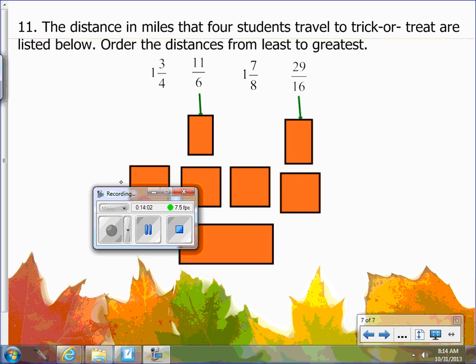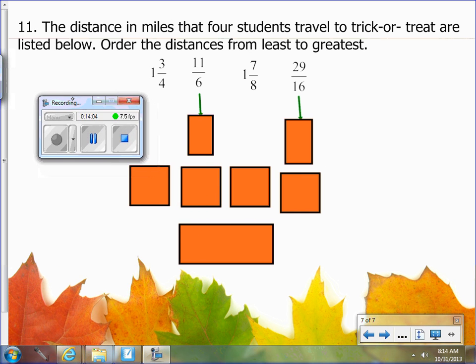Now, here's a word problem. The distance in miles that 4 students travel to trick or treat are listed below. Order the distances from least to greatest. I'm going to pause the video and let you guys work this out. Remember, we're going from least to greatest.